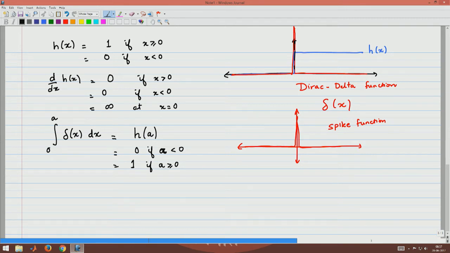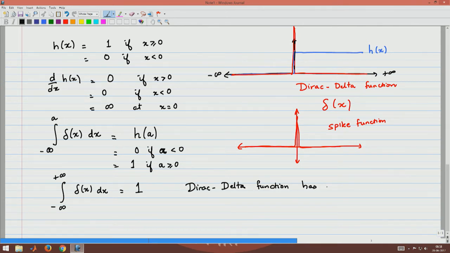Okay. So what does that mean? If you look at the integral from minus infinity to plus infinity of delta of x dx. Now a is greater than 0, so it is equal to 1. So the delta function has this feature that its integral is 1. So the Dirac delta function has unit area.